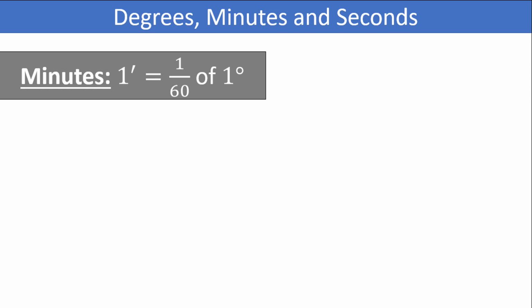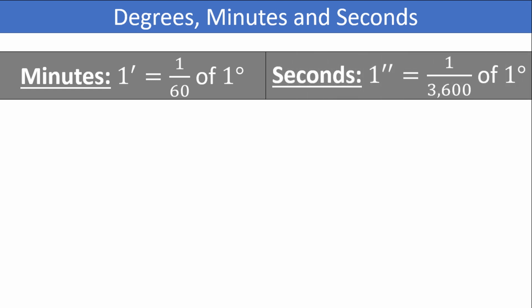Recall that one entire revolution is 360 degrees. So 1 degree is already pretty small. 1/60th of a degree is what we call a minute, which is a measurement much smaller than 1 degree. Now, we can measure even more precisely if we talk about seconds. Seconds are represented by 2 primes, and 1 second is equal to 1/3600th of a degree.